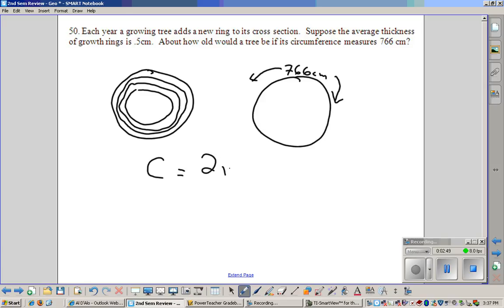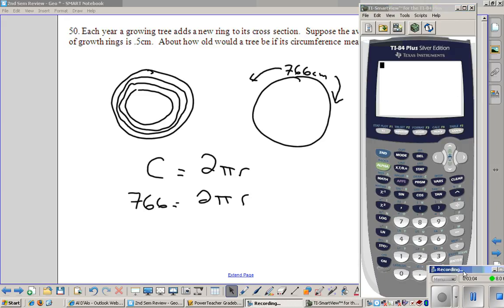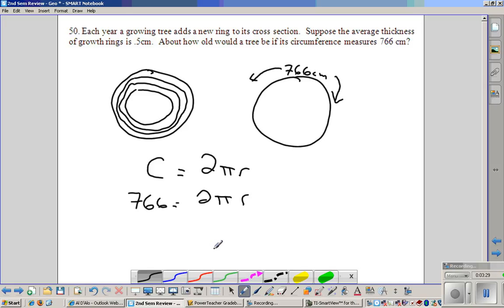Circumference equals 2 pi r. So we'll put the 766 in for circumference and solve for r. So let's take 766 divided by 2, and then let's divide by pi. Use the pi button right here. Oops. That's not the pi button. That's the pi button. So this gives us a radius of 121.9.